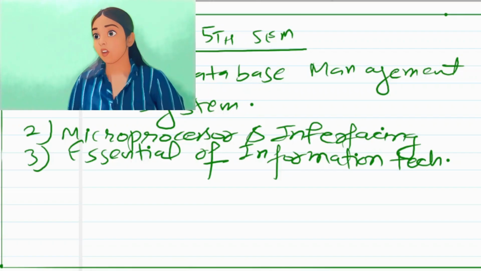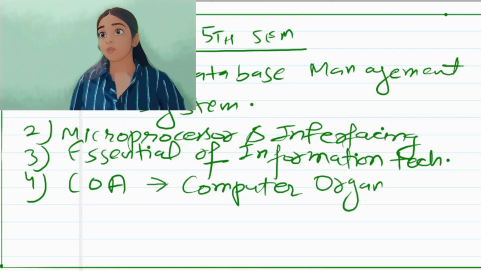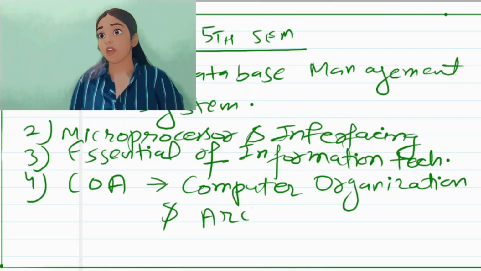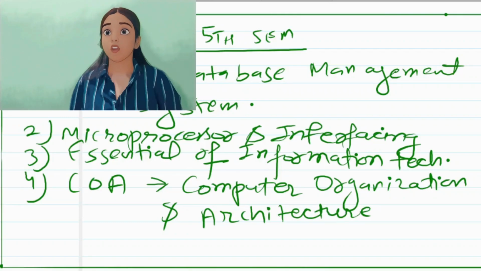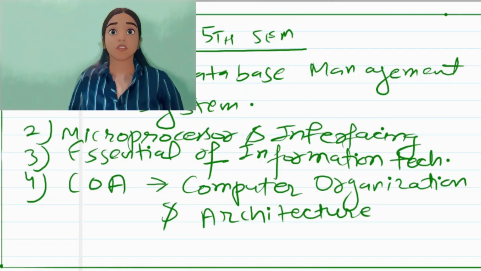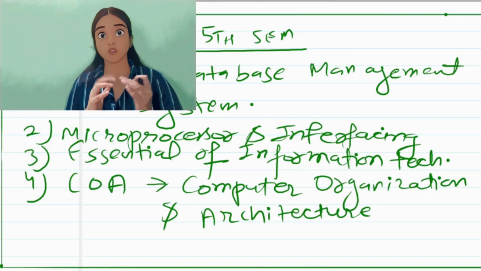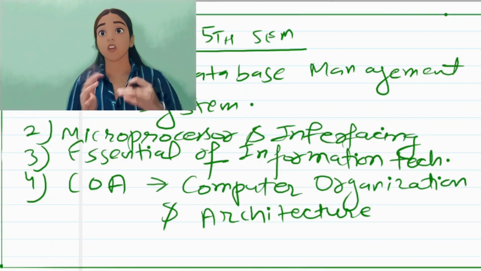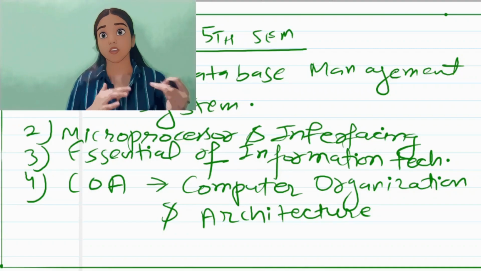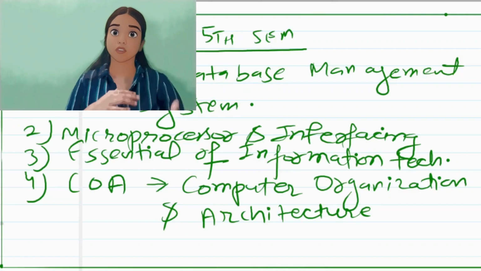And now the fourth subject was COA. Have you heard about COA? It means computer organization and architecture. In this subject we are going to learn how we organize things in the computer, and secondly the architectures of computers, for example one tier architecture, two tier architecture, three tier architecture. So it is totally about the computer structure, or we can say architecture.